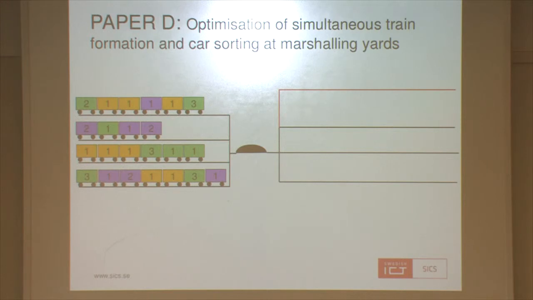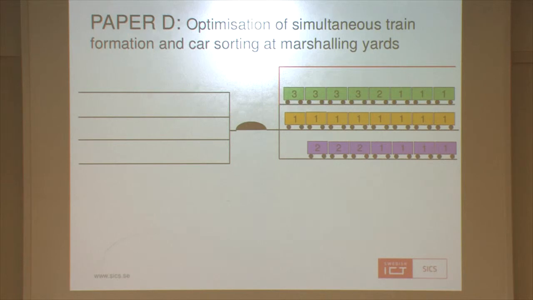So, paper D. Up until now, we haven't cared about the car order of the outbound trains, but this is what we do in paper D. So now, besides colors, there's also a number on every car. And we want to build trains which have the numbers in the correct order. For example, for this green train, there are 3 cars with number 1. The order within the 1 group doesn't matter, but we want all the 1 cars to be before all the 2 and 3 cars.